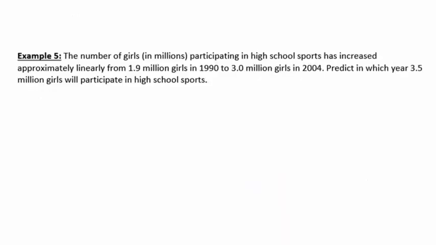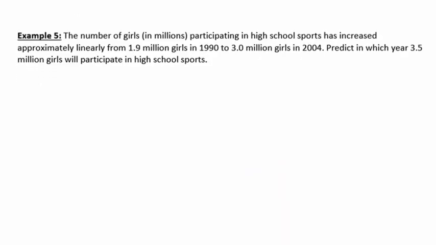Let's check out the next example. The number of girls in millions participating in high school sports has increased approximately linearly from 1.9 million girls in 1990 to 3 million girls in 2004. Predict in which year 3.5 million girls will be participating in high school sports. So the information that we are given here is a pair of correlating data points, so a pair of ordered pairs.